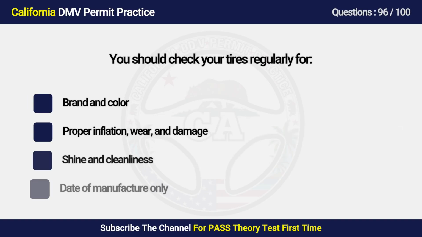Question 96. You should check your tires regularly for A. Brand and color. B. Proper inflation, wear and damage. C. Shine and cleanliness. D. Date of manufacture only.